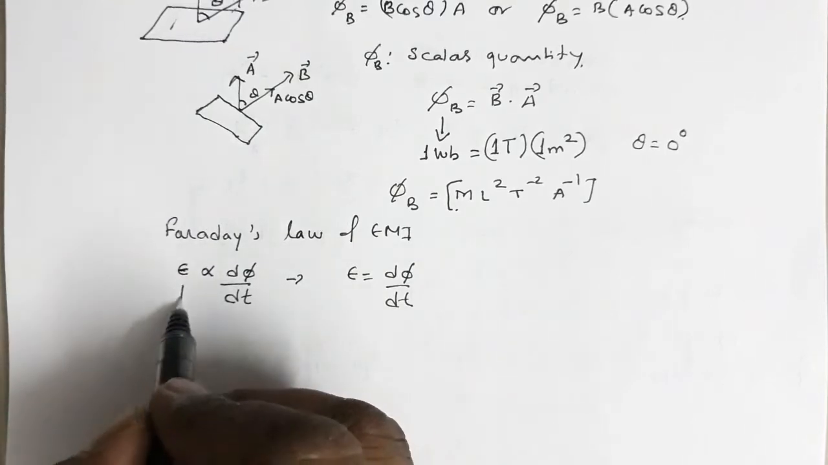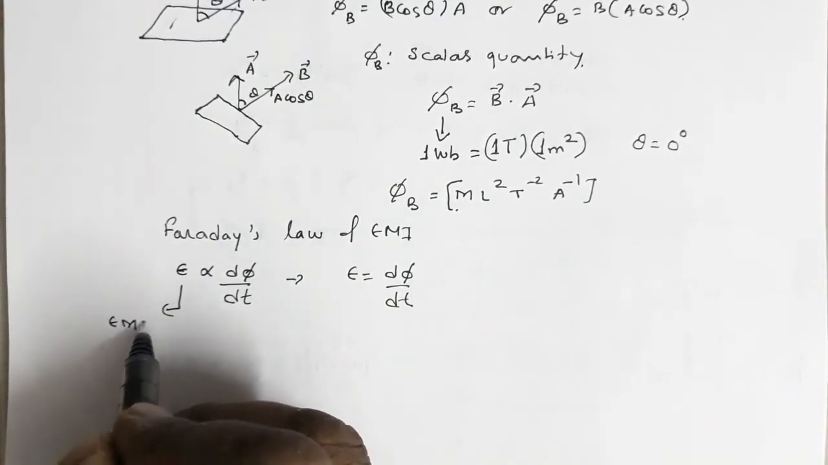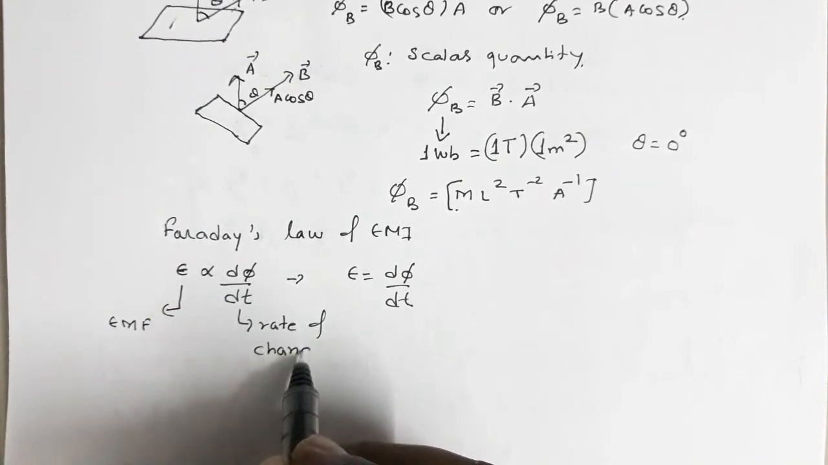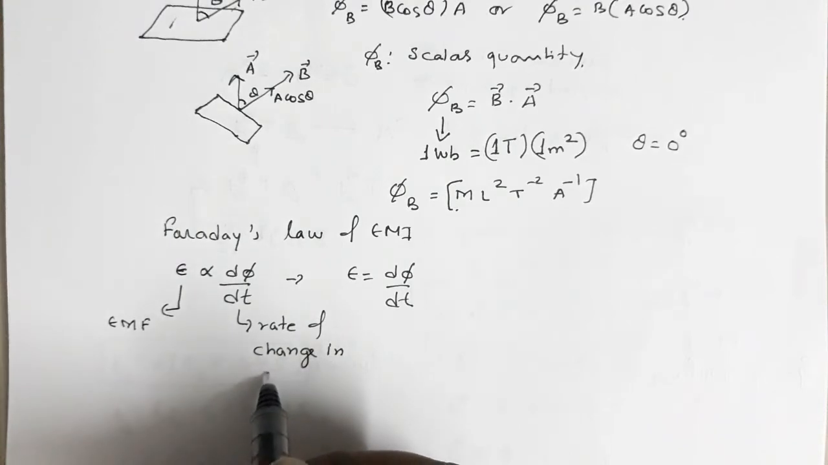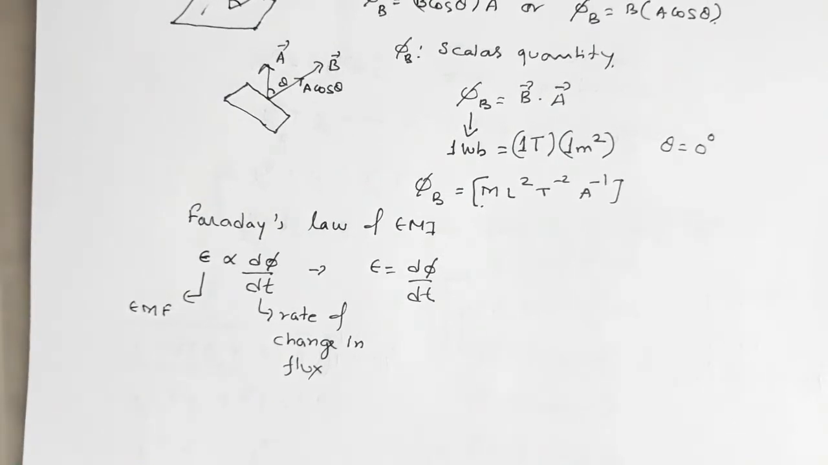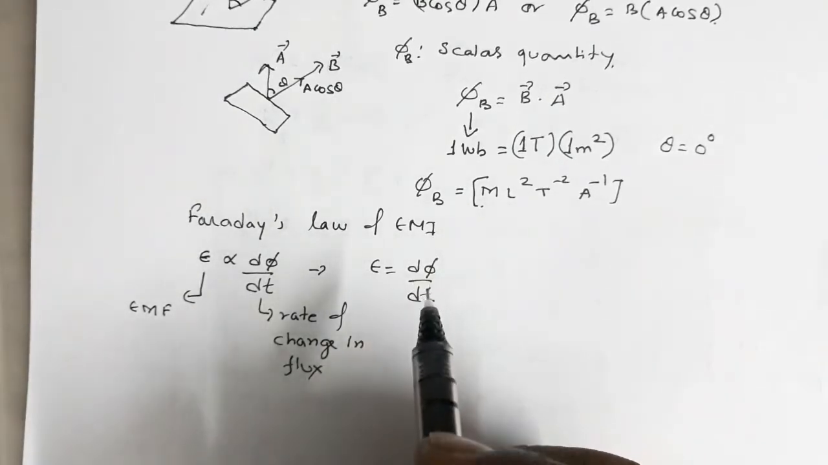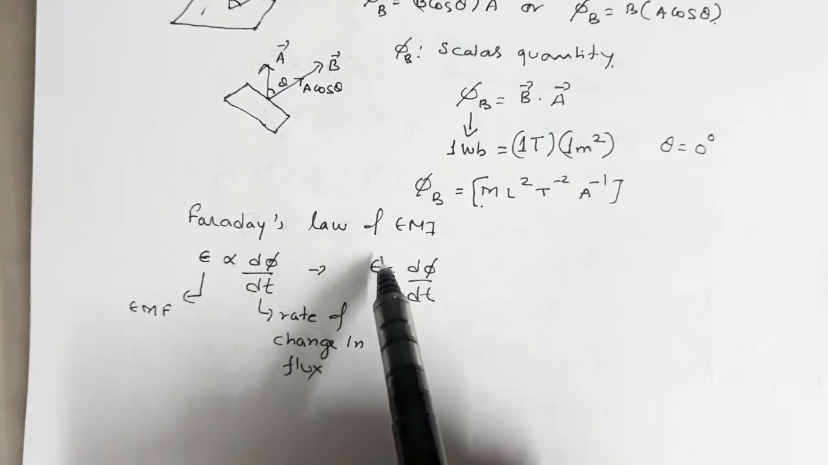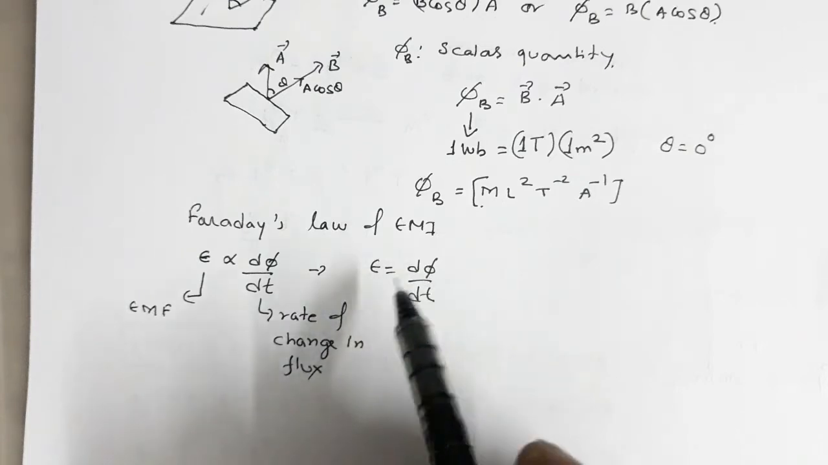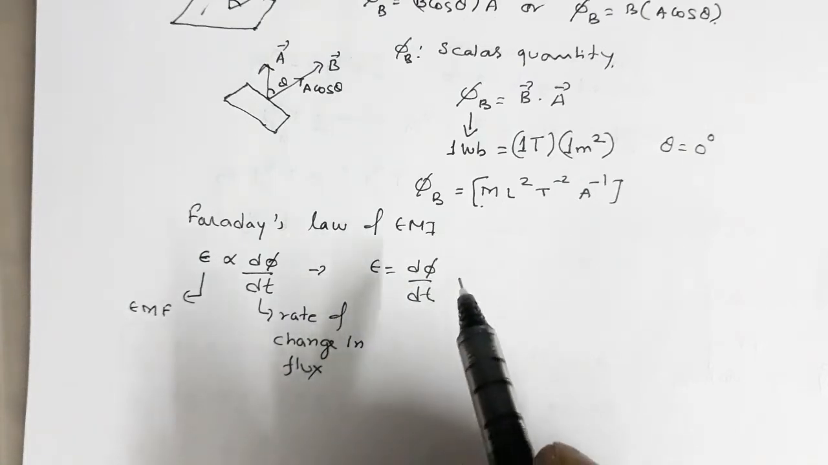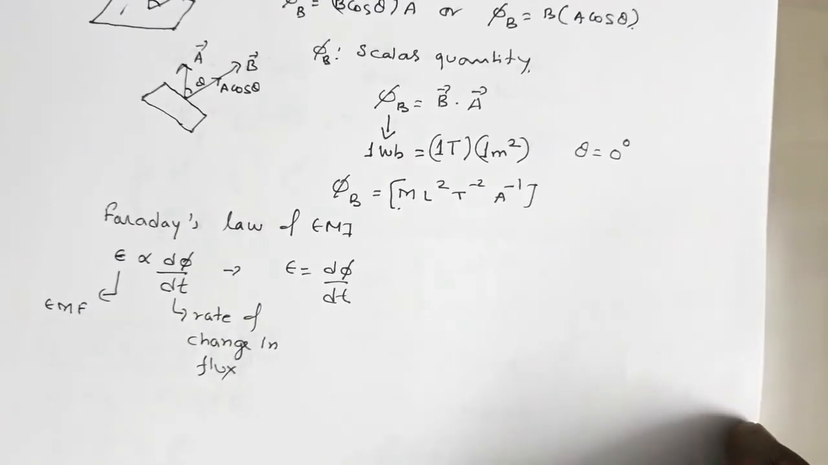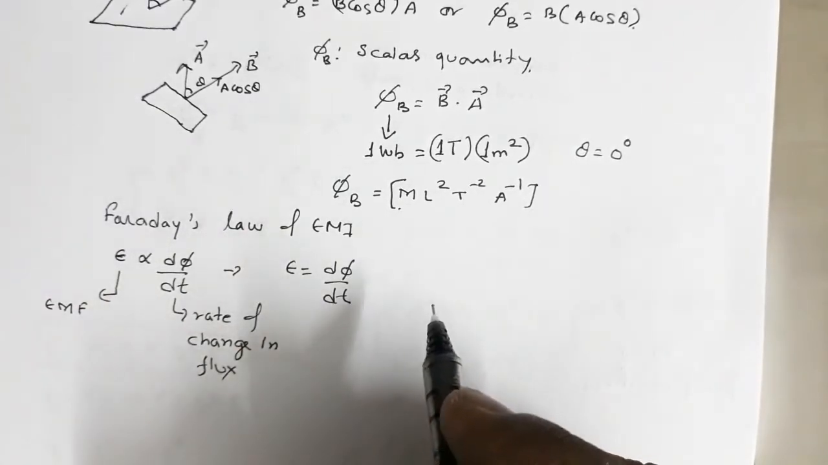So this is the EMF and this is the rate of change in the magnetic flux. This is Faraday's law of electromagnetic induction. Though Faraday gave a relationship between the induced EMF and the rate of change in magnetic flux, he did not give any information with regard to the direction of flow of the current as a result of this induced EMF. Now, let us see one more relation related to Faraday's law.